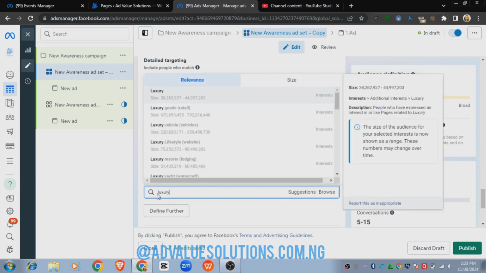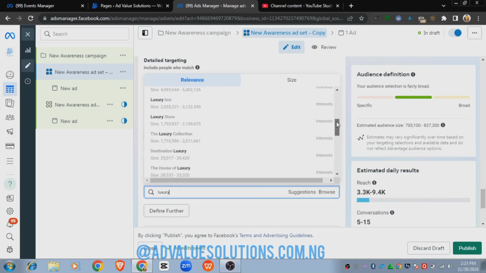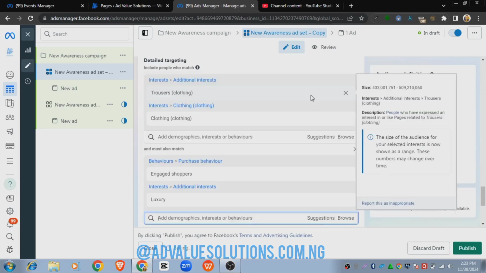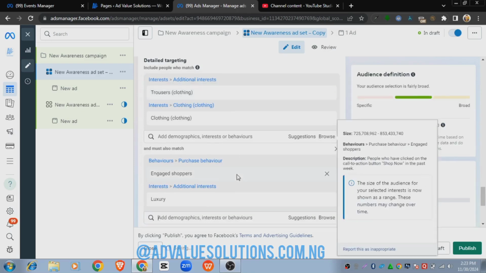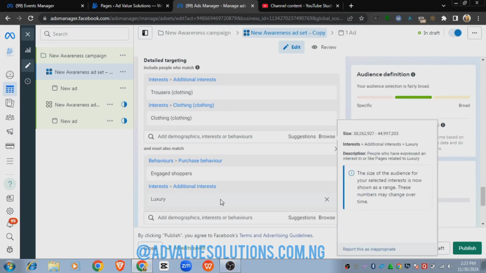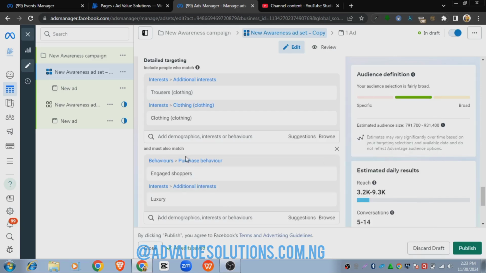There's an idea behind this. Someone that is interested in luxury, most likely, I'm not saying all of them would be rich, but most likely the person would have money to buy whatever expensive stuff you are looking to sell. So this looks fine: luxury, engaged shopper mixed with this. What you find in the middle is that the person has to be interested in luxury and also be an engaged shopper, then have interest in these two outlets. So I'm kind of mixing everything up now.